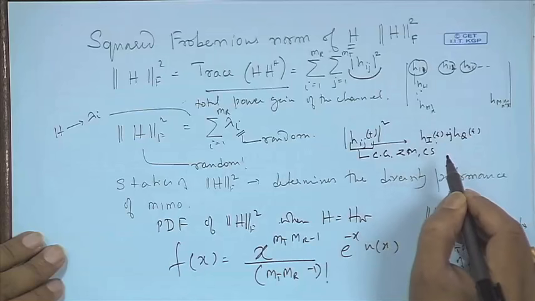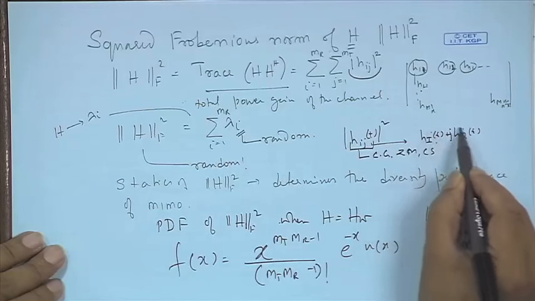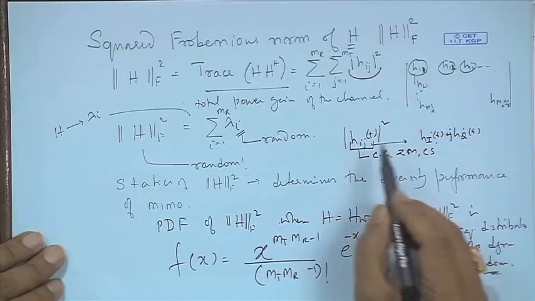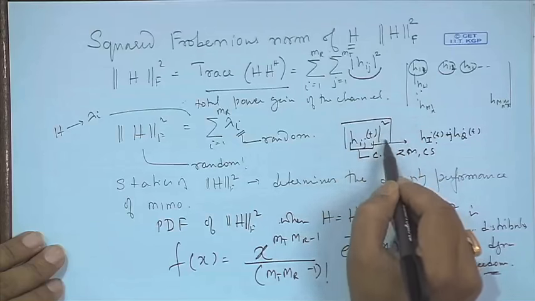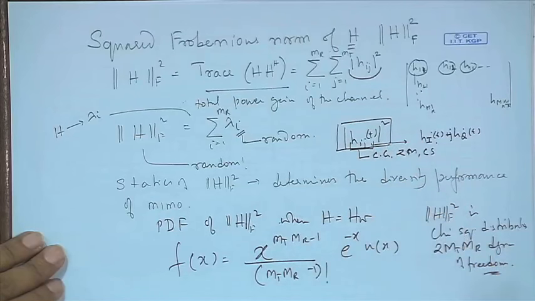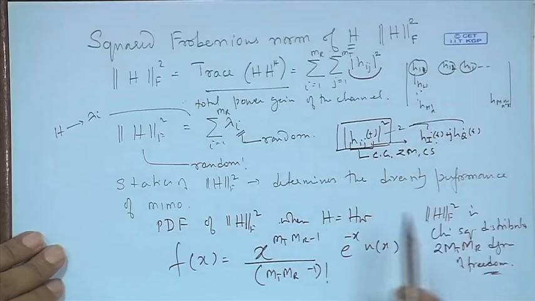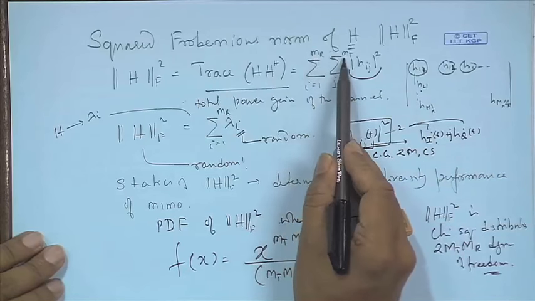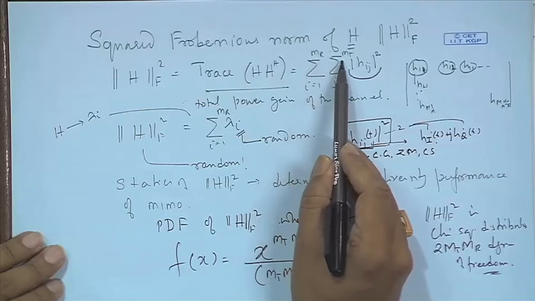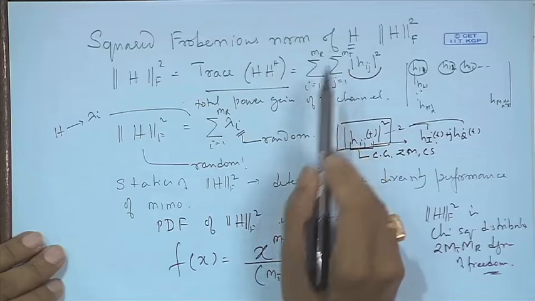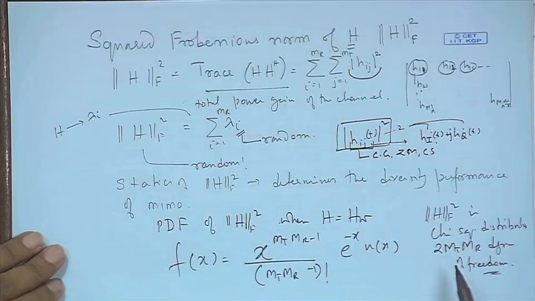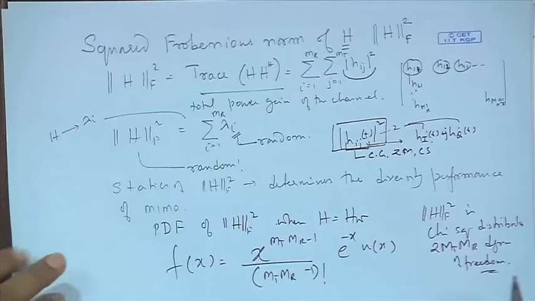We have seen that these are Rayleigh distributed, circularly symmetric, because they are independent with equal variance. So if this is Rayleigh, this whole thing is chi-square distributed with 2 degrees of freedom, the first degree and the second degree. And how many of them are there? Mr and mt are there. So Mr times mt times 2, that means 2 Mr Mt degrees of freedom of chi-square distribution. This is one of the important things that we need to know, and we may be using them.